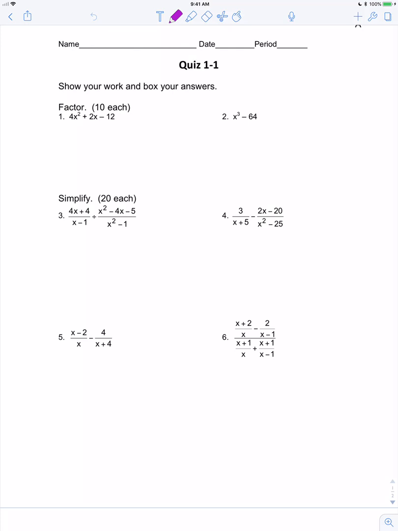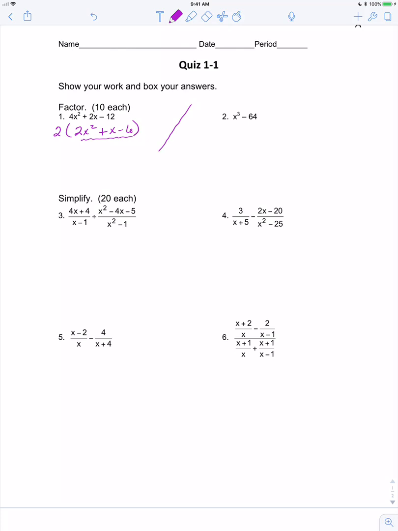Okay, so let's talk about factoring. We've got 4x squared plus 2x minus 12. Well, we always look for the greatest common factor first. So we know we can factor out a 2, and that would leave us with 2x squared plus x minus 6. And now we're just going to worry about factoring this, but making sure we leave that 2 outside also. Okay, so I like to factor using the big X method.